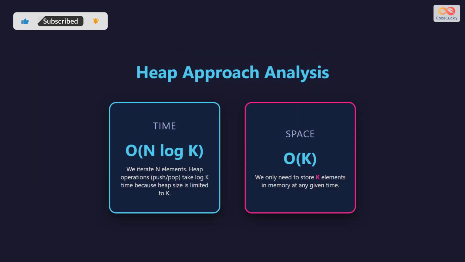This method improves our time complexity to O(n log k). Because the heap size never exceeds k, we also save memory compared to creating a full sorted copy, using only O(k) space to store the heap elements.